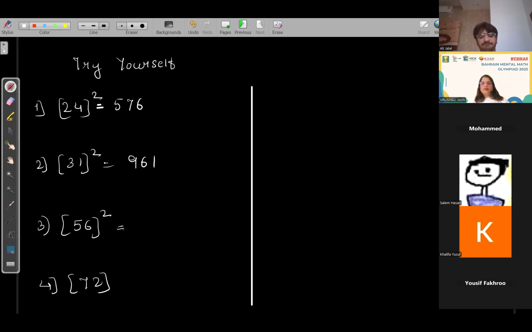Getting it? Now, look at this. 5 fives are 25. Continue. 5 fives are 25. Then 5 sixes are 30, and 30 double, you take 60. And then 6 sixes are 36. What is your answer? 3136. How many getting it?